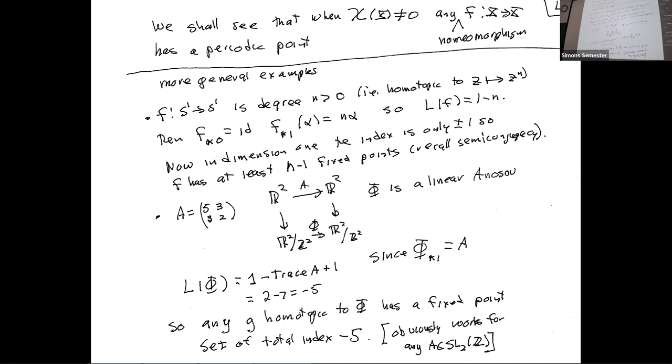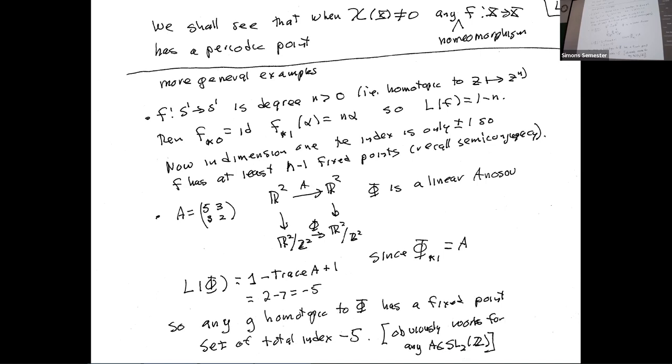All right, let's look at a linear Anosov. Here we act on the torus, a two-dimensional linear Anosov. The zeroth homology and second homology both act by the identity, and the minus sign here is the action on H1. The action on H1 is just given by the matrix that tells you how circles are moved on it. And so we get index minus 5.